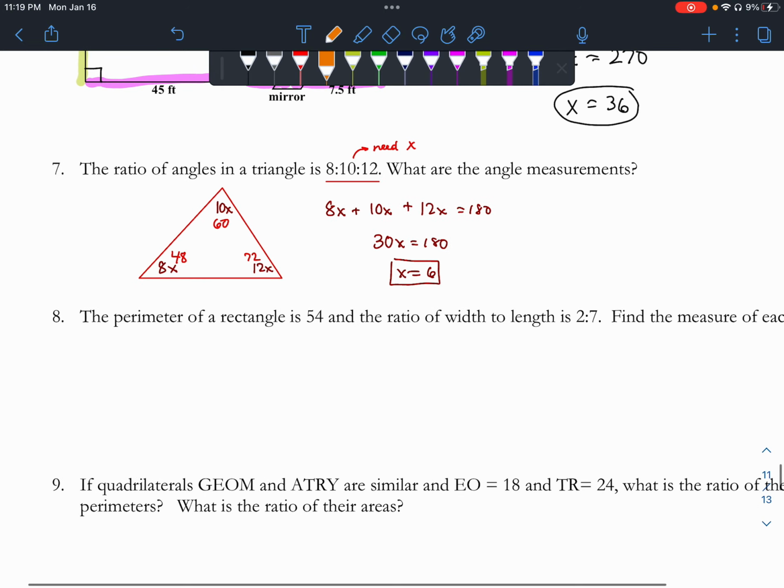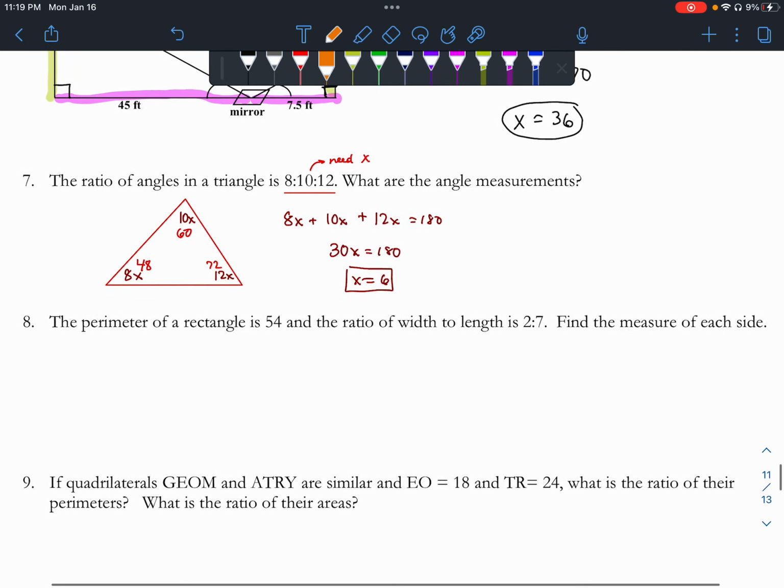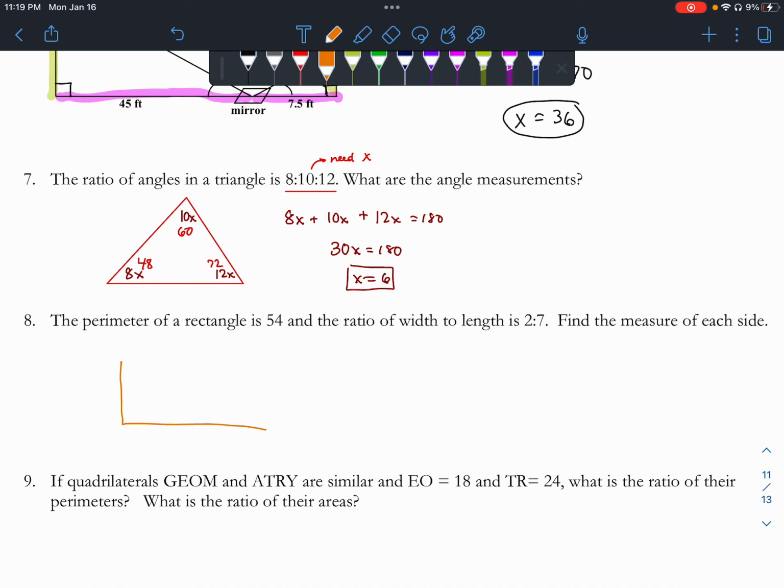Next up, we have the perimeter of shapes here. So we have a rectangle. Let's start off by drawing the rectangle. They tell us that the perimeter is going to be 54. And again, we see this ratio symbol here, where it says the ratio of the width to the length. It doesn't really matter which one you put where, but you just want to make sure you stay consistent. So I look at this as the length.